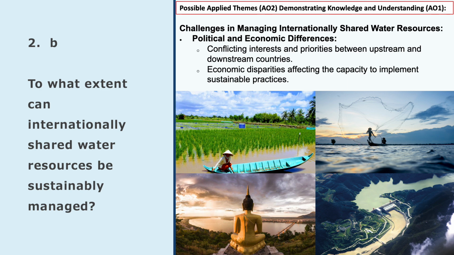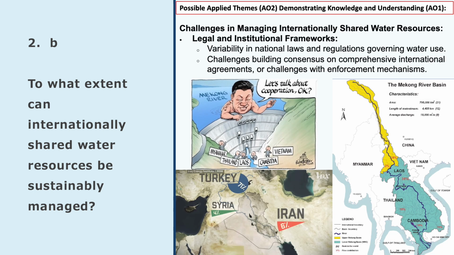And are economic disparities affecting our ability to implement sustainability practices at different places? Are some countries of greater or lesser income than others in the Mekong River Basin? Maybe a source of challenges might be the fact that there are different legal and institutional frameworks across the river.